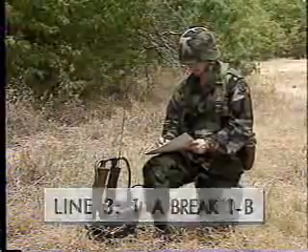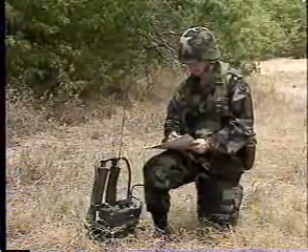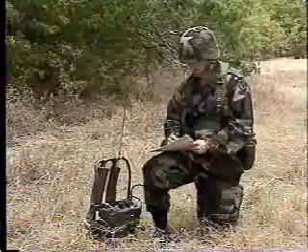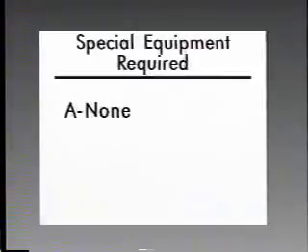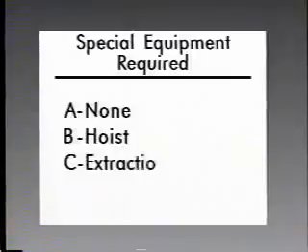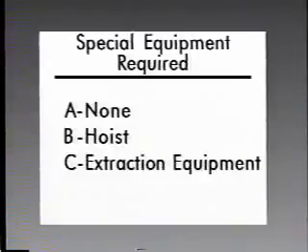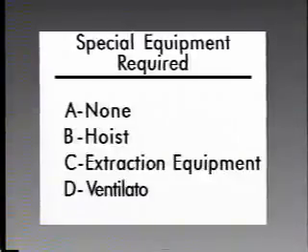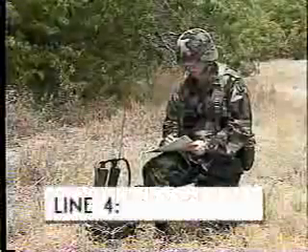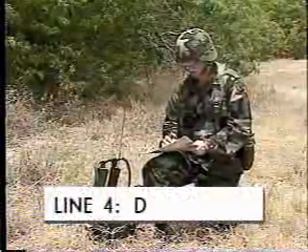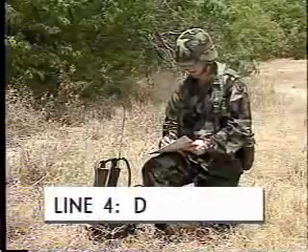surgical. So that any special equipment required can be placed on board the evacuation vehicle before it leaves the unit, encrypt the appropriate brevity codes. Alpha, none; Bravo, hoist; Charlie, extraction equipment; Delta, ventilator. The code Delta on line 4 indicates that a ventilator is required.